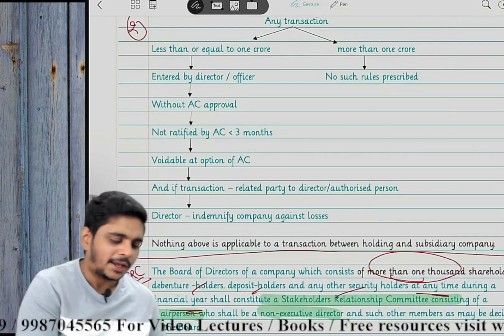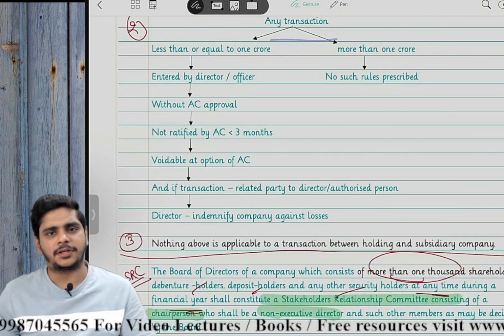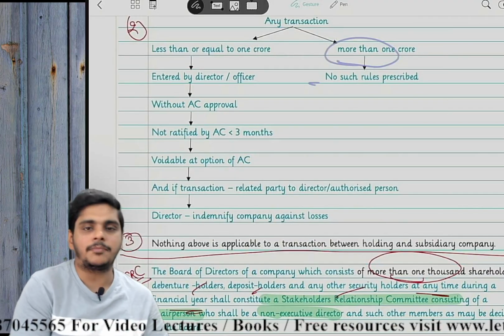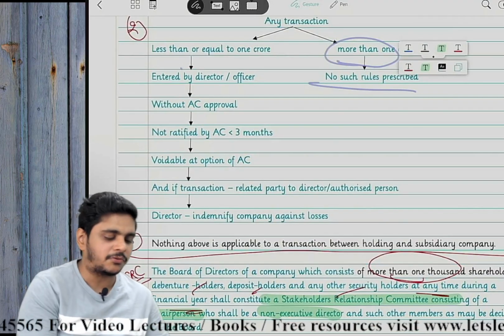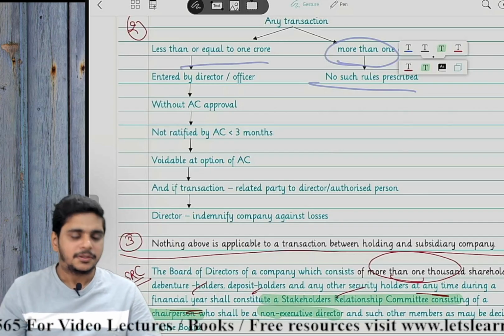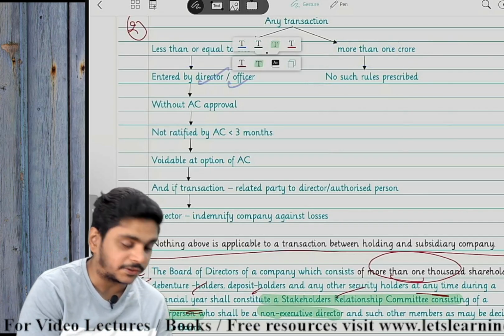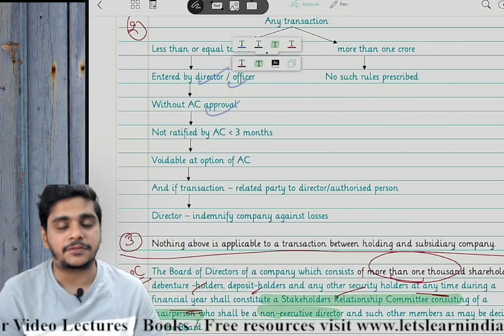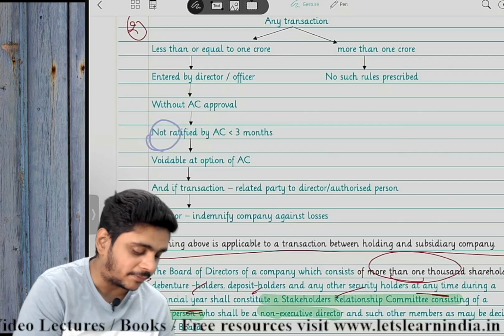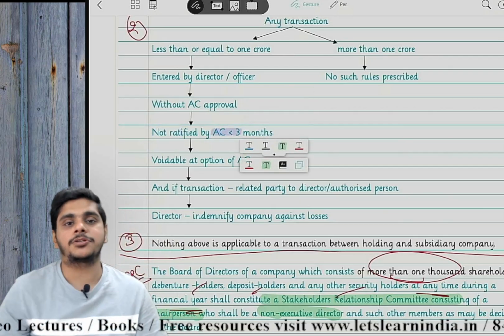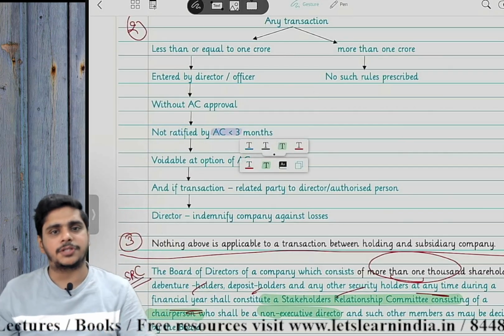Then for any transaction, whether 188 or not, if it is more than 1 crore, no rules have been prescribed. But if it is less than or equal to 1 crore, that is maximum 1 crore, and it is entered by the director or officer without audit committee approval, it should be ratified by the audit committee. If it is not ratified within 3 months, it is voidable at the option of the audit committee. The audit committee can accept it also, reject it also.